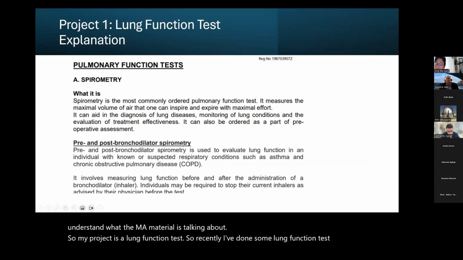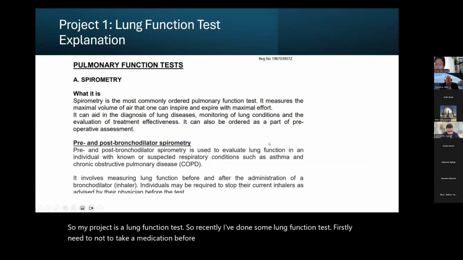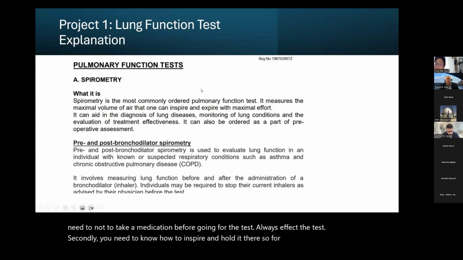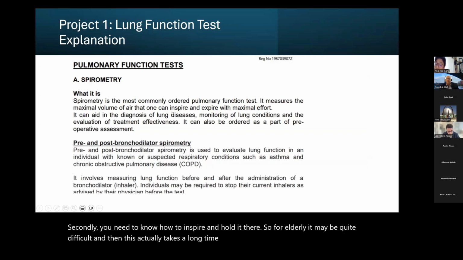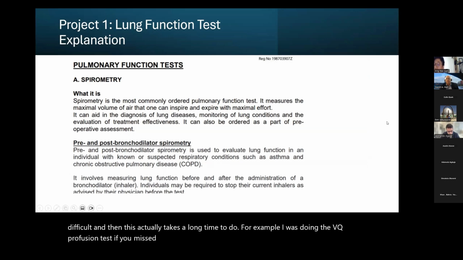Firstly, you need to not take a medication before going for the test. It always affects the test. Secondly, you need to know how to inspire and hold it there. So for elderly, it may be quite difficult. And then this actually takes a long time to do. For example, I was doing the VQ perfusion test. If you missed it, you have to re-wait another 5-10 minutes before you can redo it because they need to wait for the gas to escape.